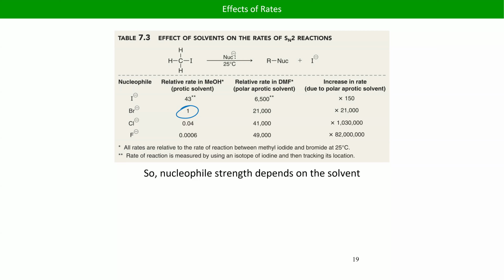That's because fluoride is actually a better nucleophile than the rest of these, but it's also the one that's most stabilized by a protic solvent. So basically the bigger they are, the worse they are as a nucleophile, but the less they're stabilized by a protic solvent. So iodine and bromide are better in a protic solvent. Fluoride and chloride are better in an aprotic solvent.